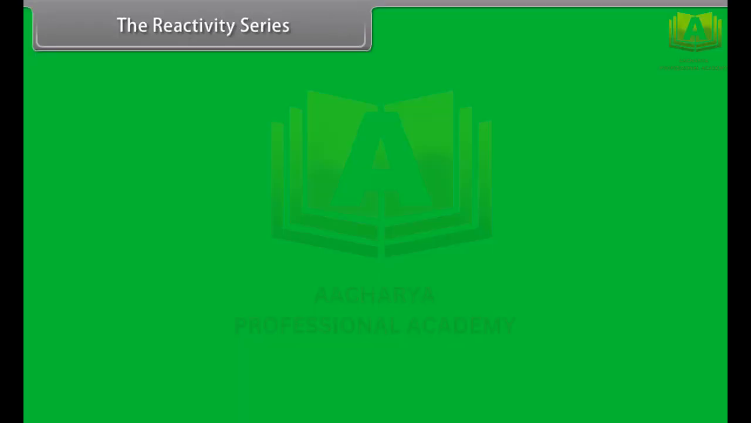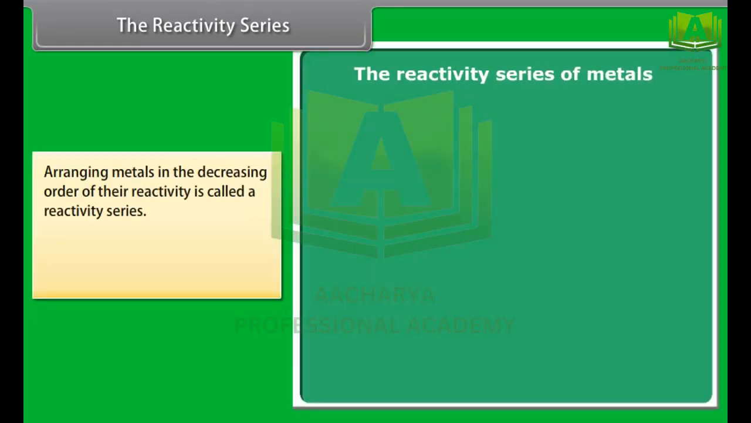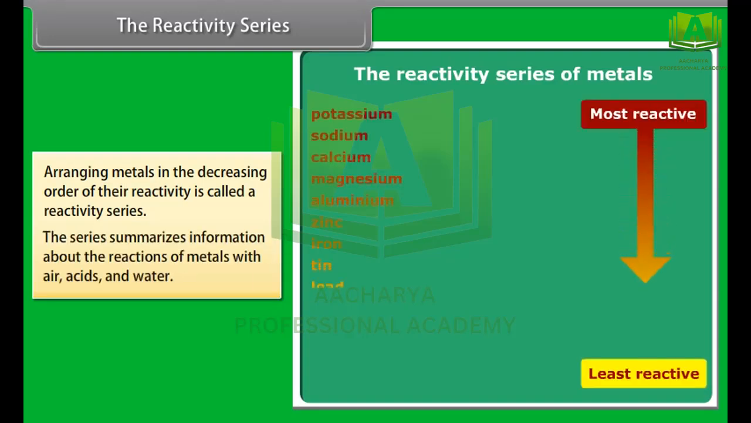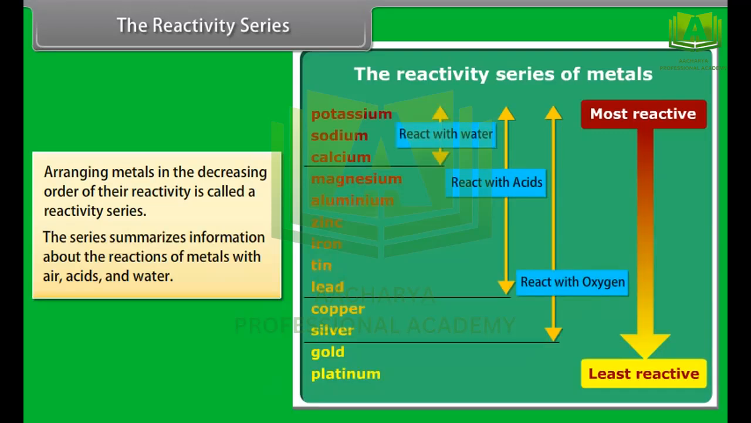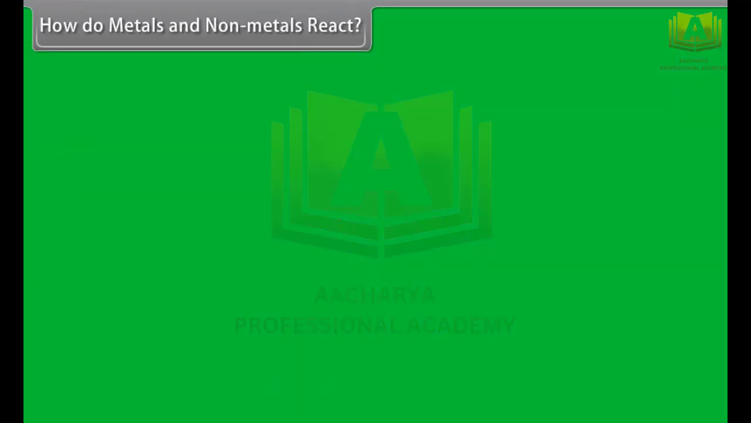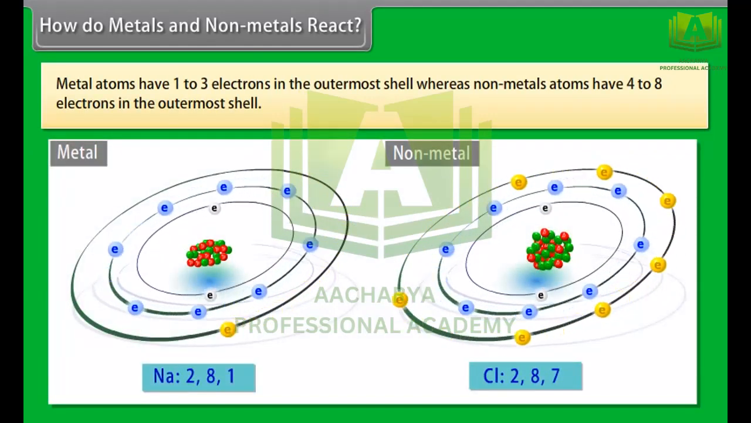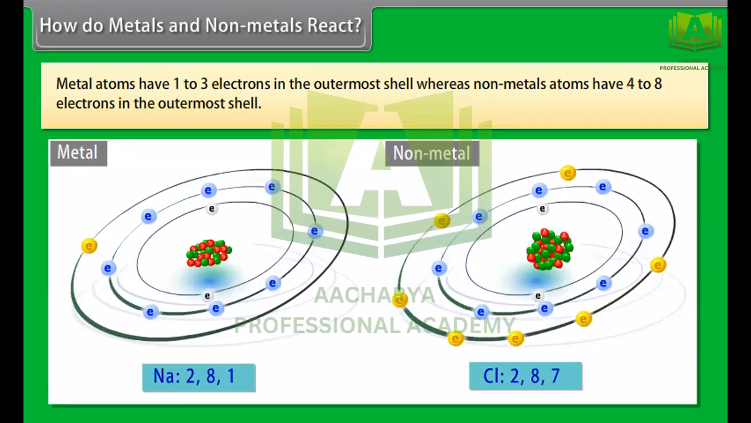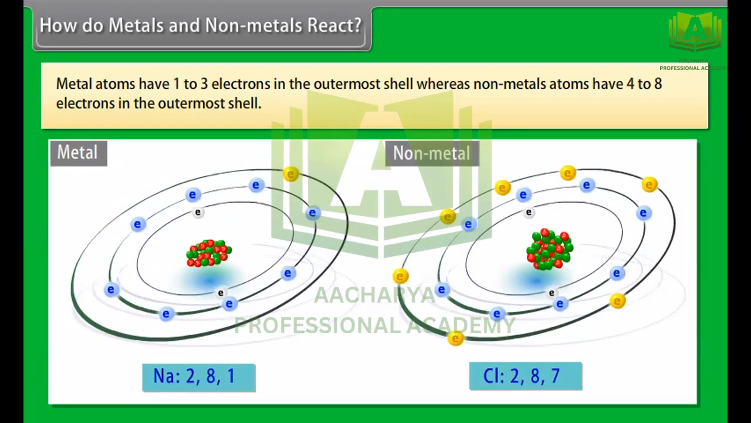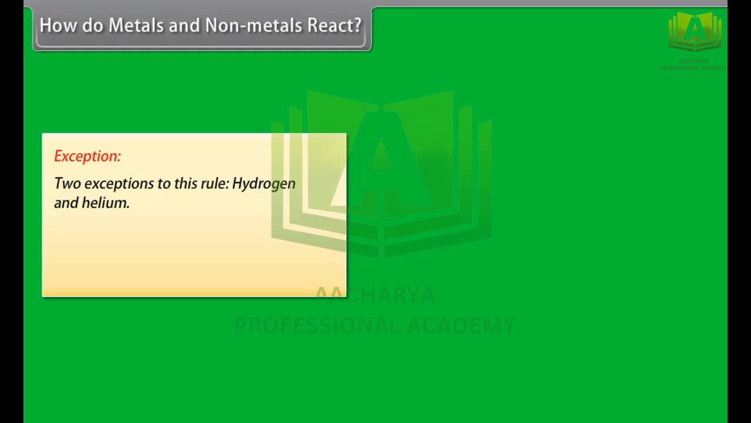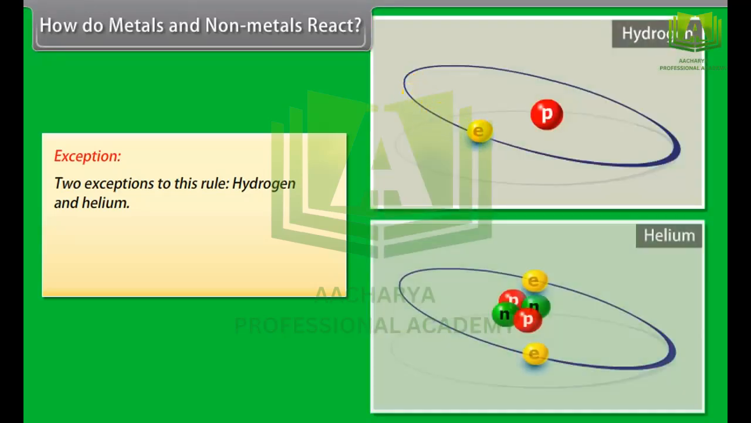The reactivity series. Metals being arranged in the decreasing order of their reactivity is called a reactivity series. It is used to summarize information about the reactions of metals with air, acids, and water. How do metals and nonmetals react? Metal atoms have 1 to 3 electrons in the outermost shell, whereas nonmetal atoms have 4 to 8 electrons in the outermost shell. Exception. 2 exceptions to this rule: hydrogen and helium.